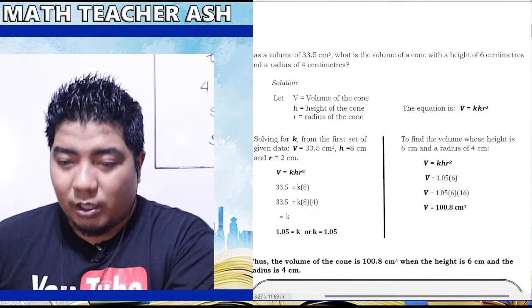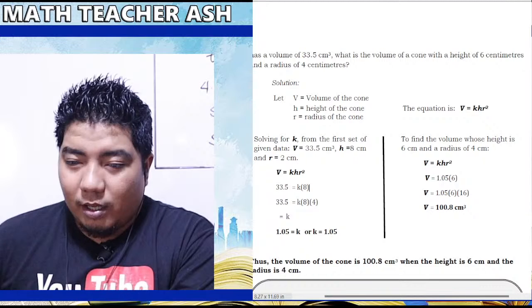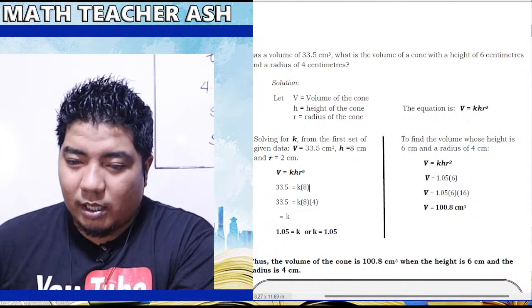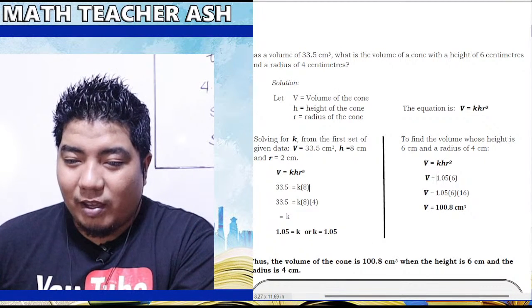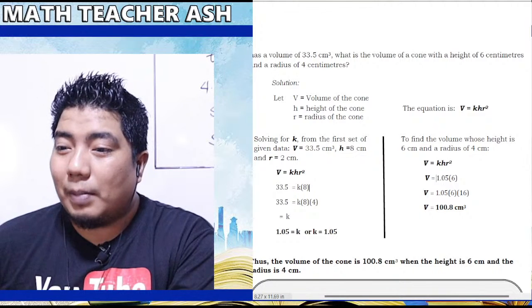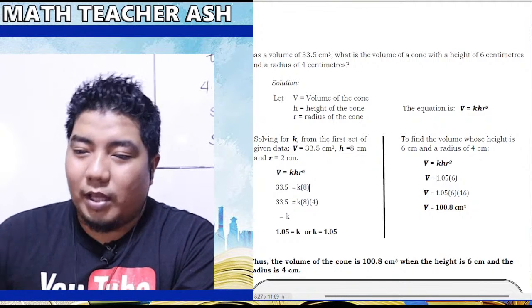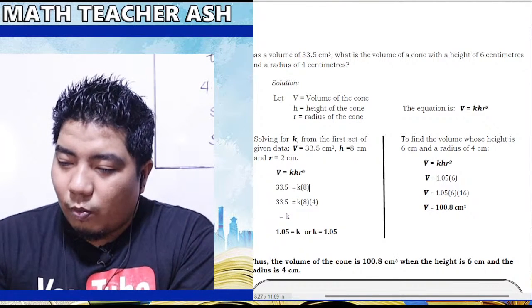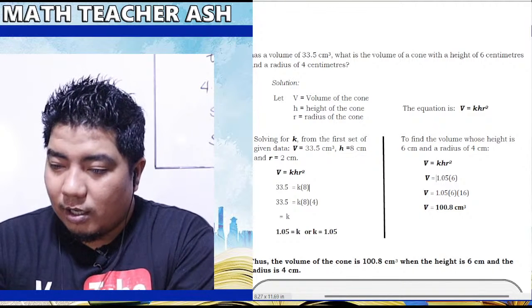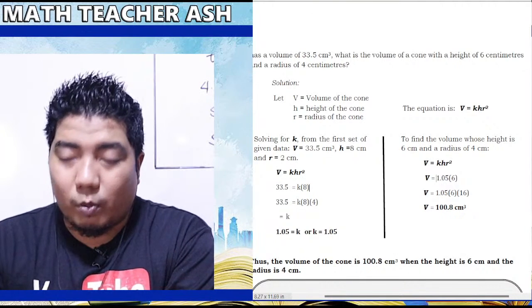Wait, let's try to check. Since we are having a quick one, let's try to use the calculator, okay? So, we have 4 times 4 times 8. So, that is 128 rather.